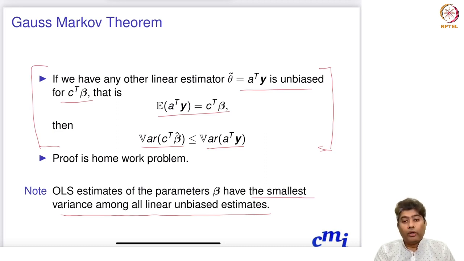All you have to do, if I am interested in finding an estimator for C transpose beta, which turns out to be a very useful functional form, is just find the OLS estimator and then multiply the OLS estimator beta hat with C transpose. That will ensure that this is the best linear unbiased estimator for my target functional form C transpose beta.